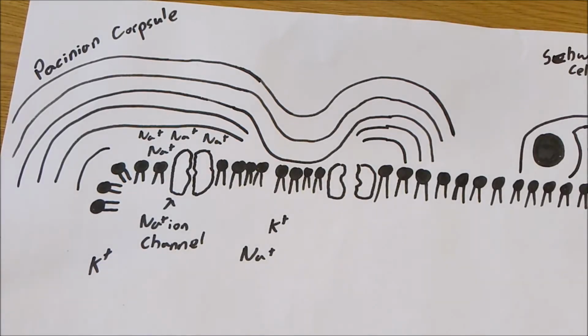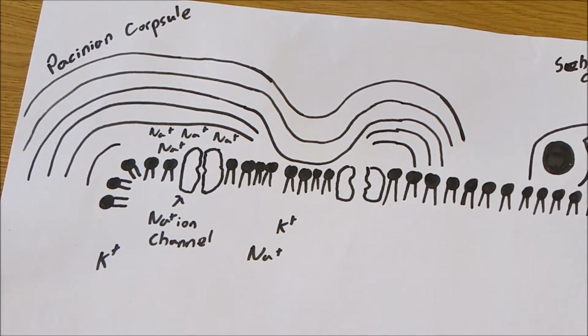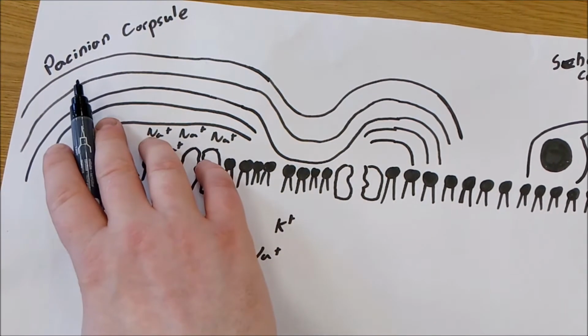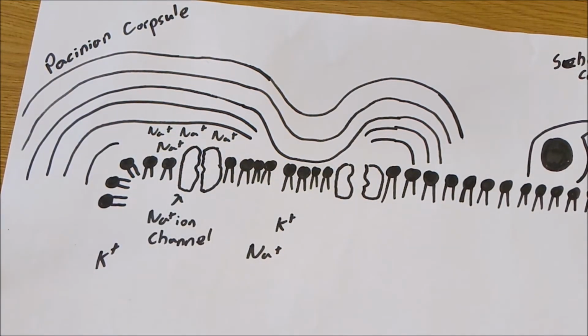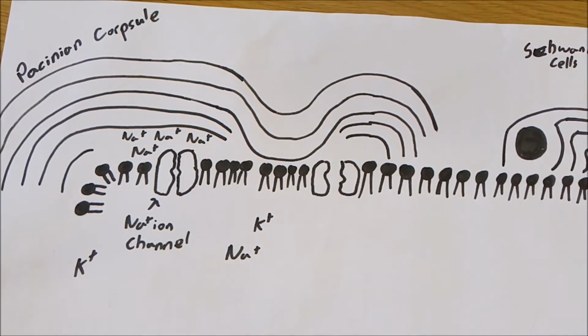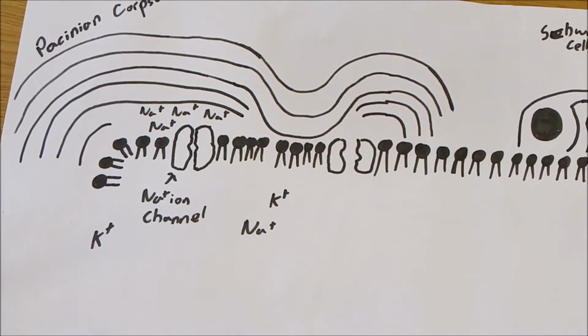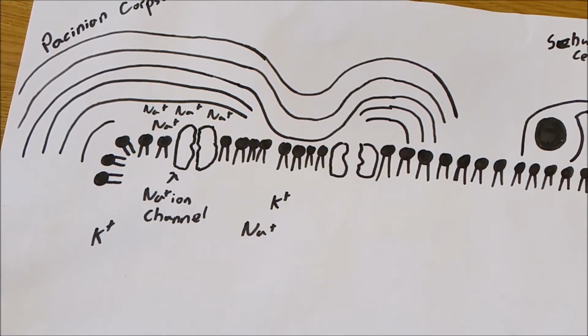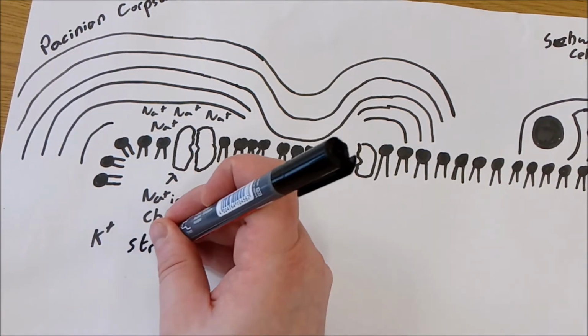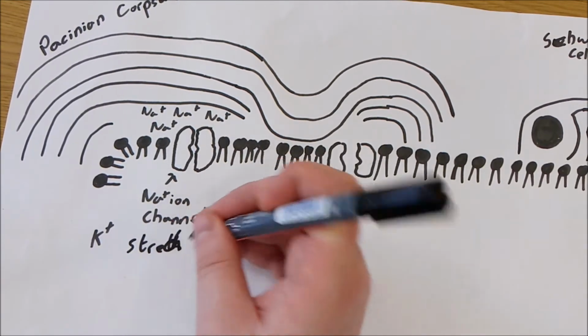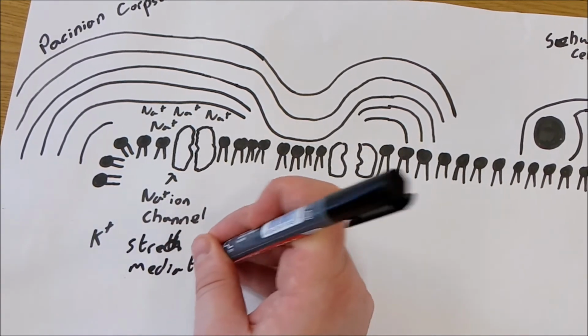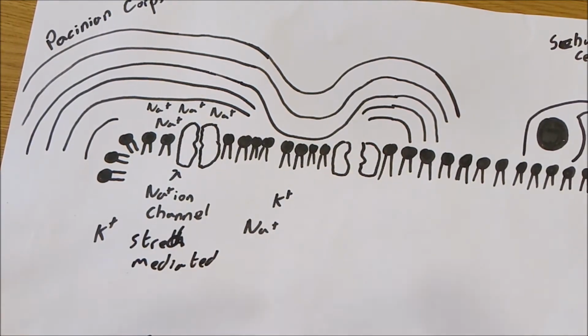Right, so at the start of all of this, we talked about generating the potential in sensory neurons. The end of your sensory neuron is called a Pacinian corpuscle, right? And that is a mechanoreceptor, so it's something that's going to feel touch. In your cell membrane, you have these sodium ion channels. They are stretch-mediated, because when you put some pressure onto this cell membrane, it pulls them open.